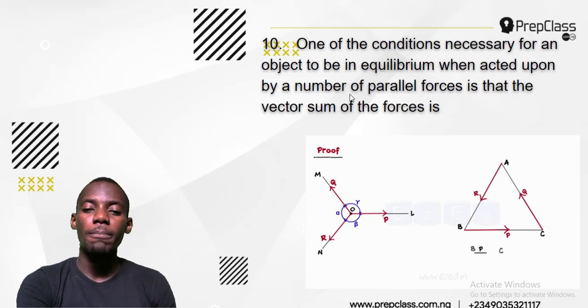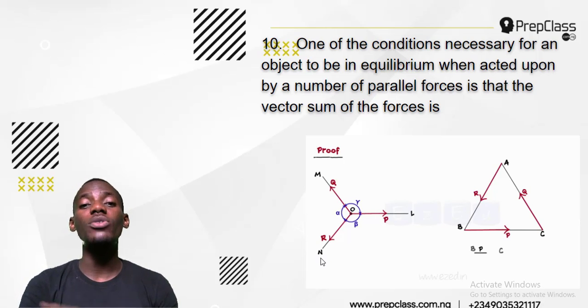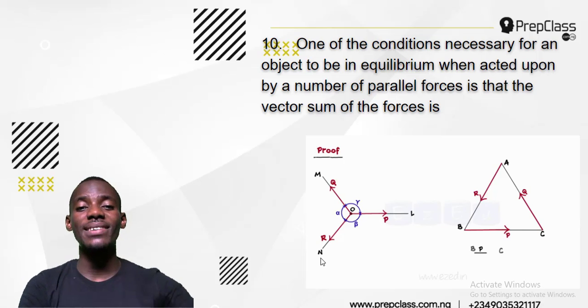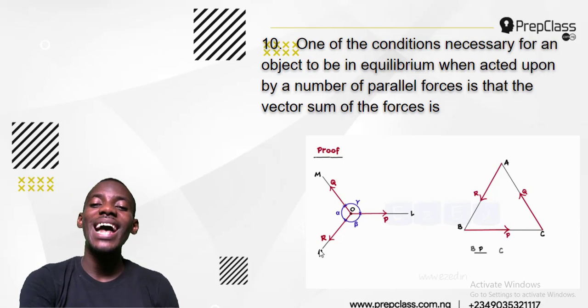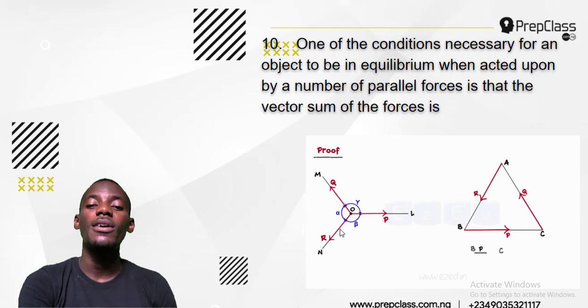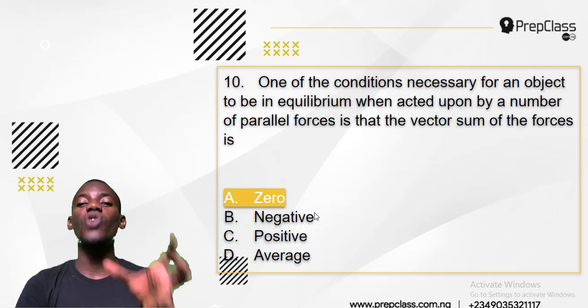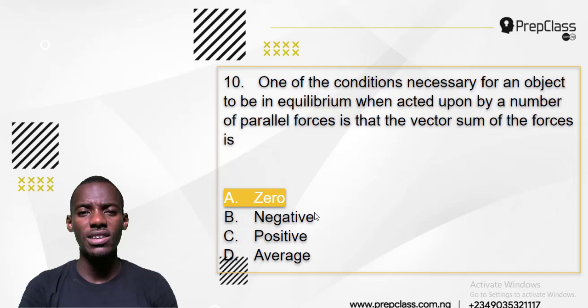Now look at these forces. These are in equilibrium because they are all meeting at this point, right? So they are at equilibrium. But if you add this force and this one, it will amount to nothing. It will amount to 0. That means they are balanced. They are at equilibrium. And that's what it means to be in equilibrium. So the answer is just 0. The vector sum of the forces will be 0.